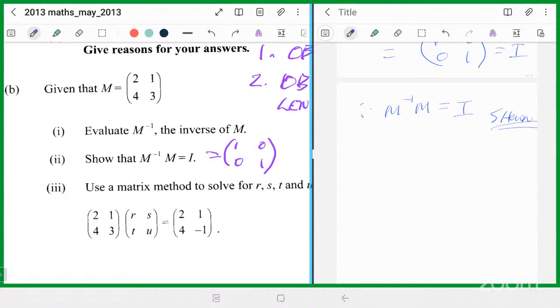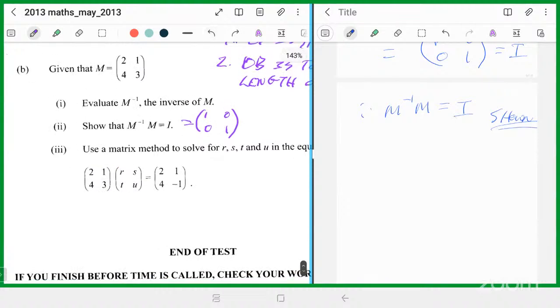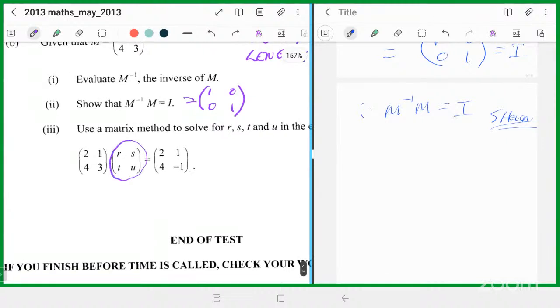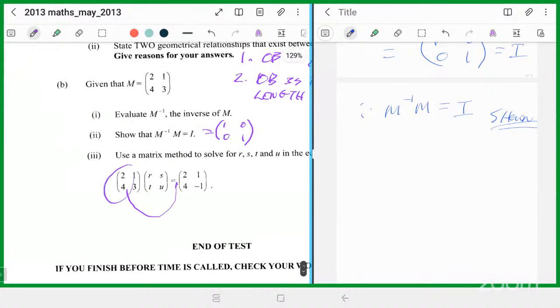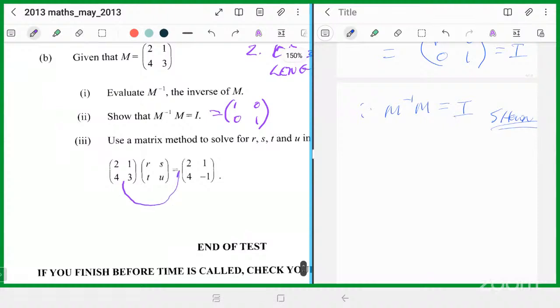Next question says, use a matrix method to find these values. Remember the same thing again. I want to find, let's say, the inverse of this. Do we have the inverse of this? Yes. So based on this, the inverse of this matrix must come. If the matrix that we transpose is in front, the inverse goes in front.